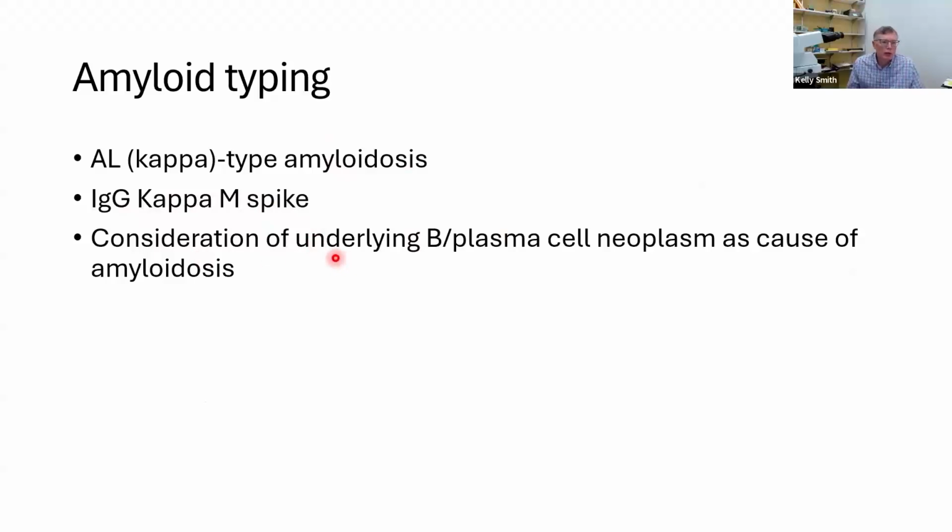And clearly the consideration that they have an underlying B-cell neoplasm as the cause of the amyloidosis is what's of clinical importance. So what about the immunofluorescence staining? That is a little bit of an issue, right? That we didn't show a really strong kappa light chain staining.